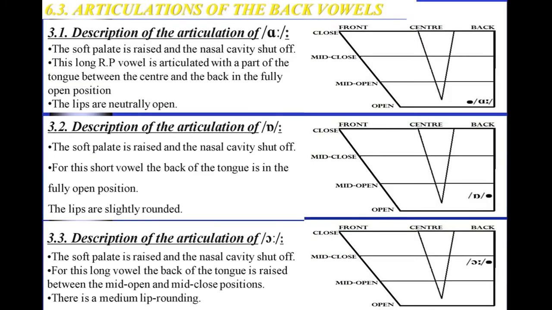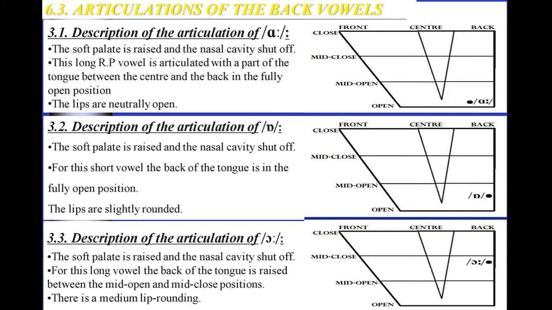We move now to the articulations of the back vowels. The long A. The soft palate is raised and the nasal cavity shut off. The long A vowel is articulated with a part of the tongue between the center and the back in the fully open position. Lips are neutrally open.